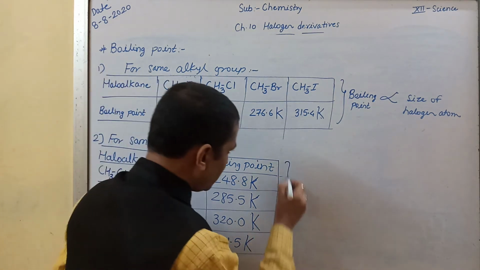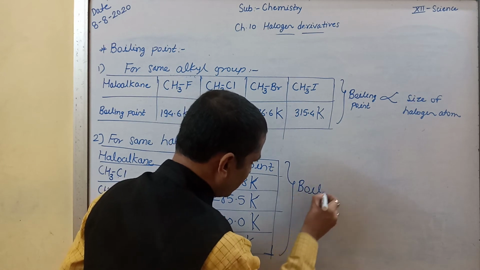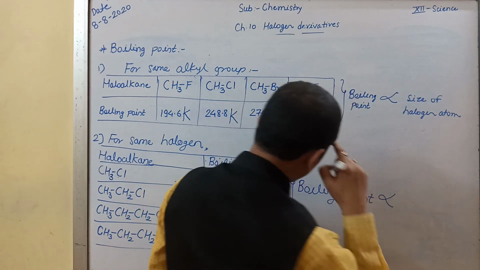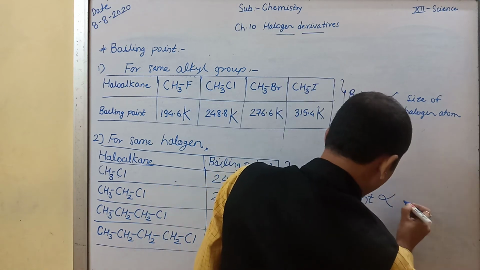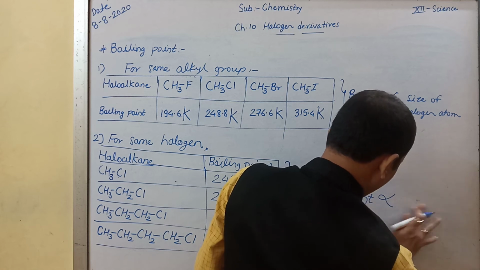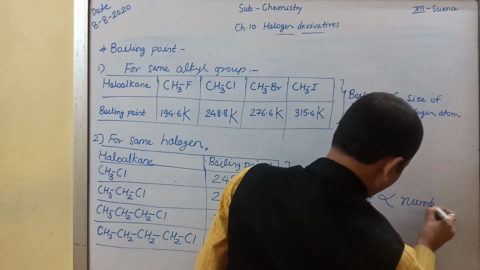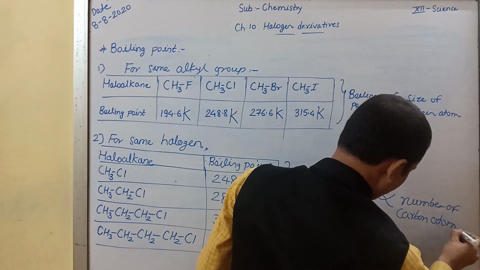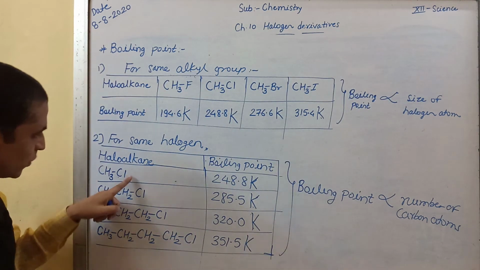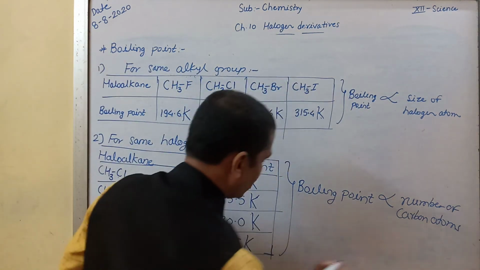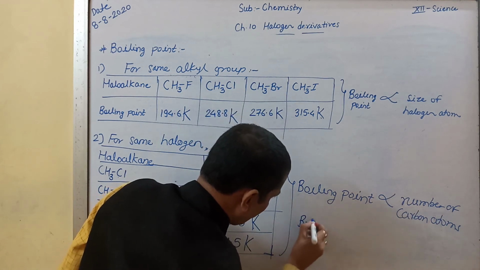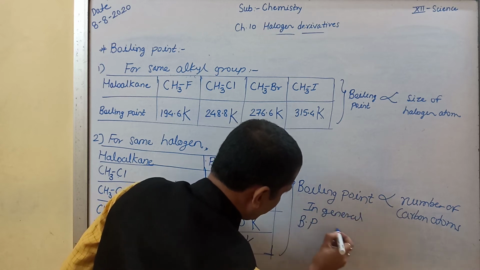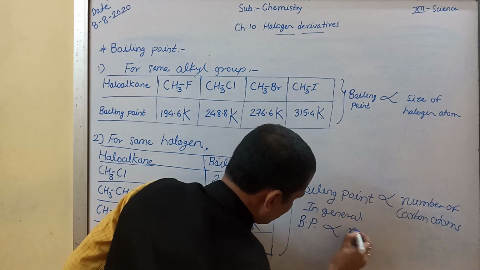For this, boiling point is proportional to the number of carbon atoms. Boiling point is directly proportional to what? The number of carbon atoms present in the alkyl halide. Or we can say boiling point in general is directly proportional to molecular mass.